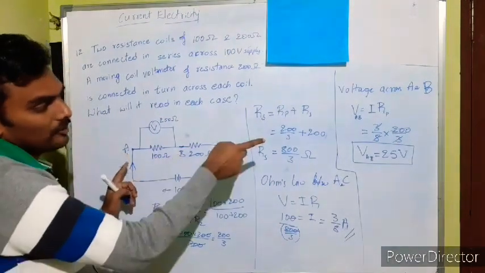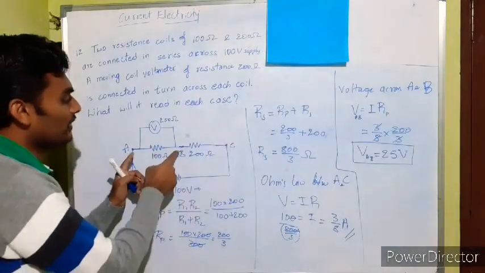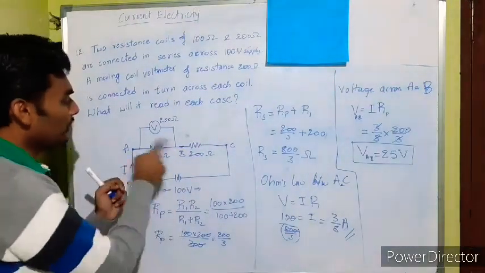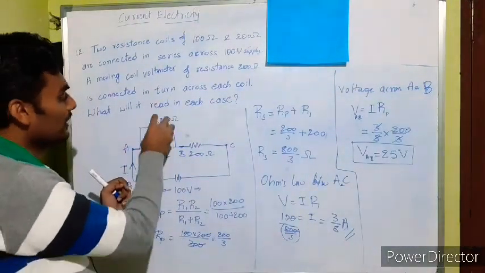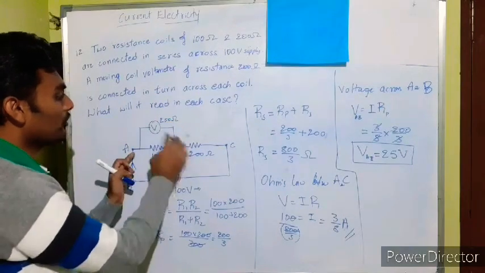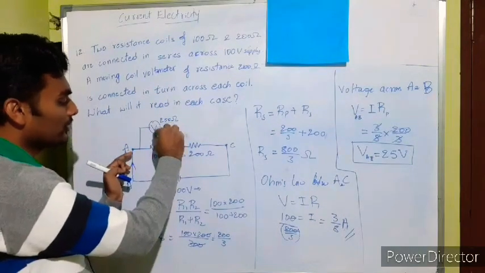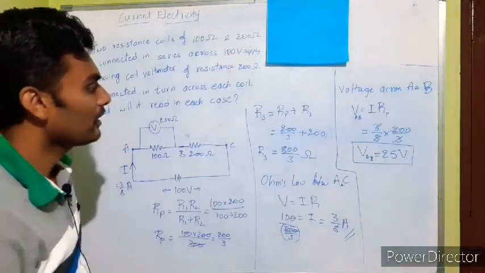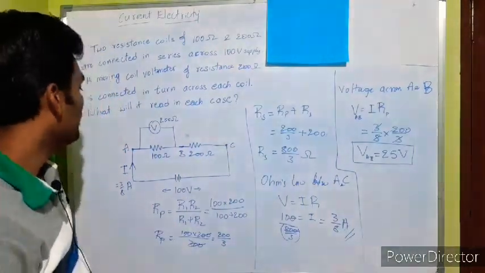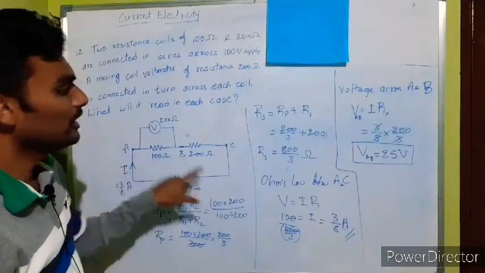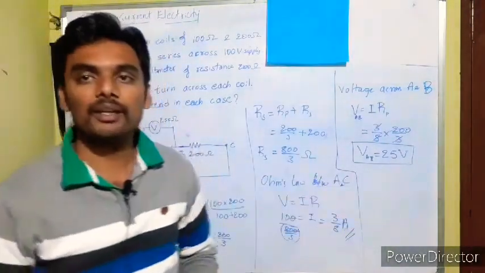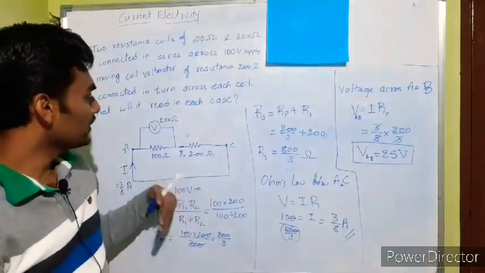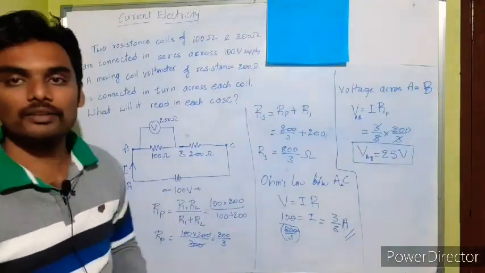So between A and B the voltage has to be found. Between A and B the current is 3 by 8 ampere, and the resistance is Rp, because there are only the two resistors in combination. Rp is 200 by 3, I is given, and hence the voltage across AB is found, which is 25 volt. Now it's time to work the similar way for the second resistance.